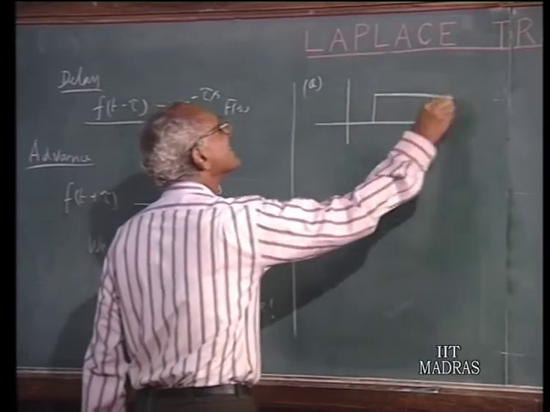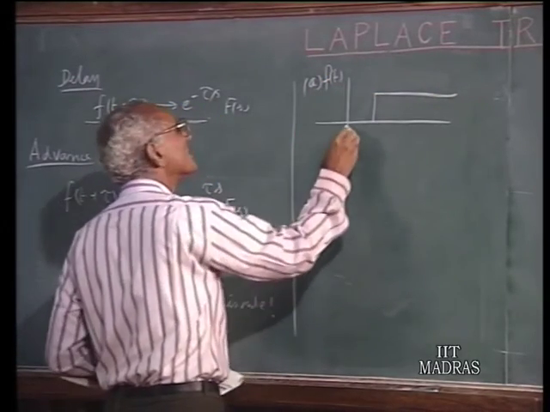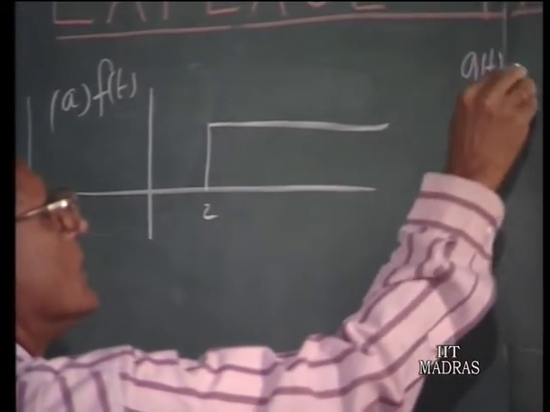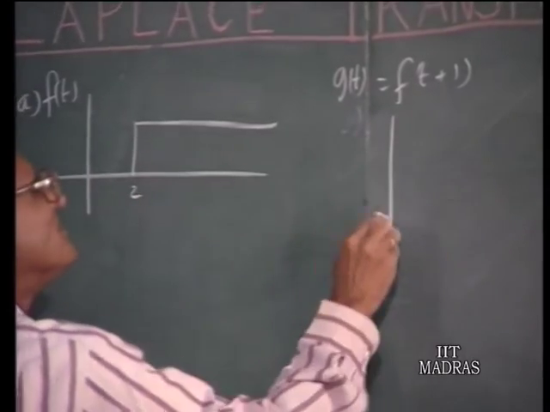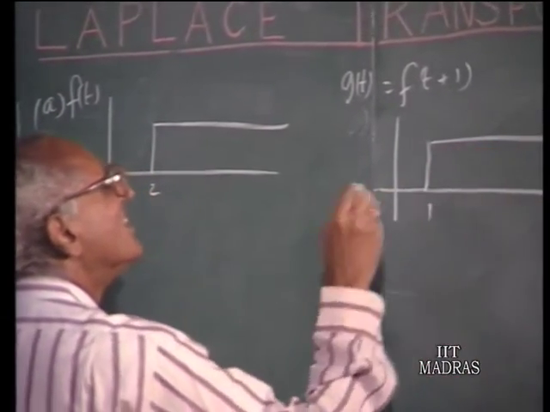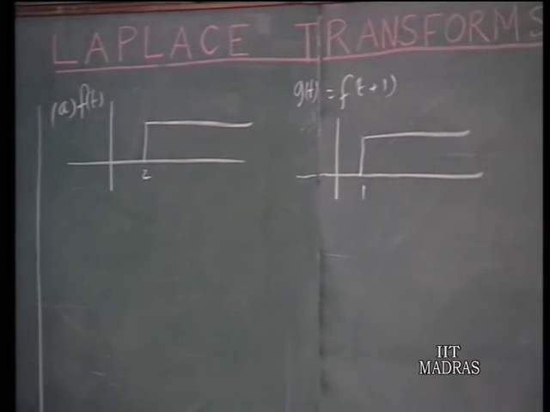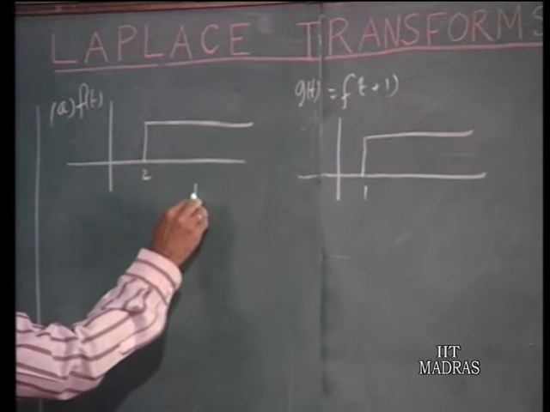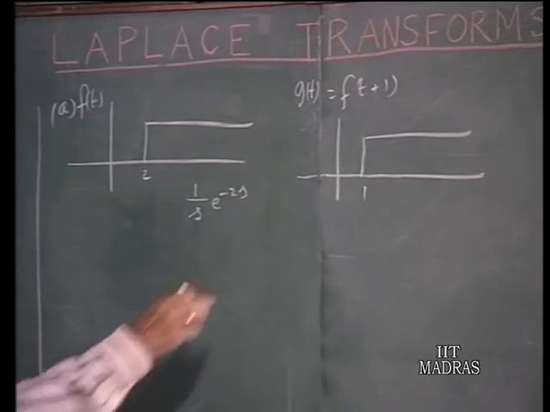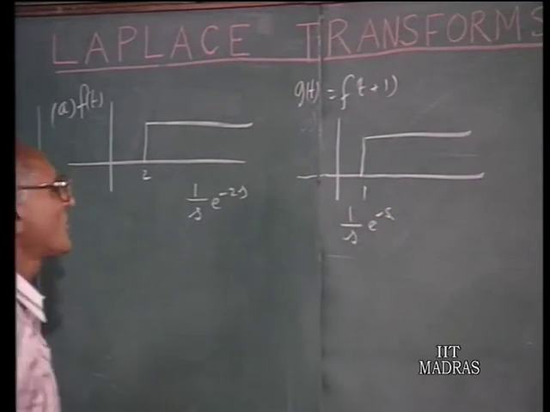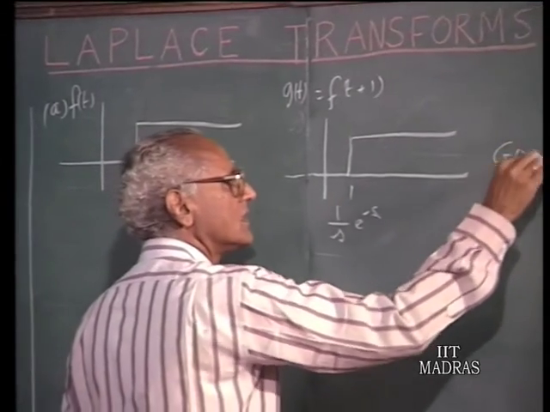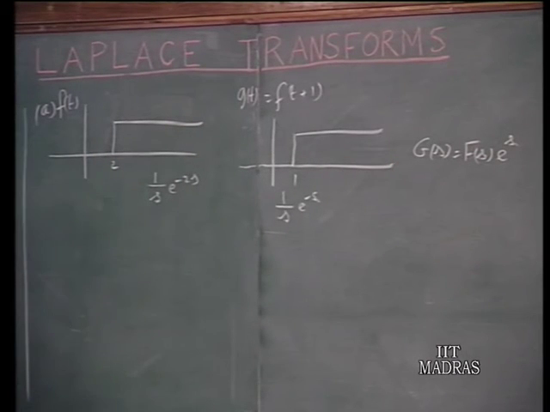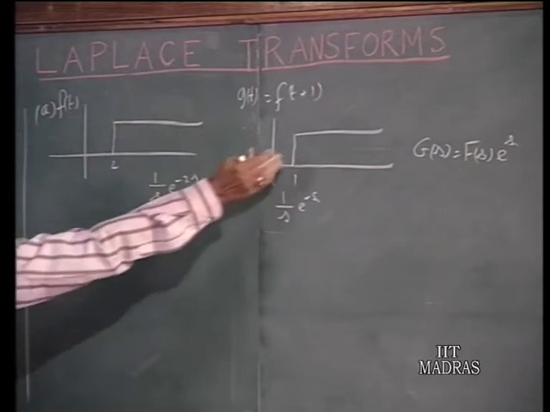Suppose f(t) is like this. This is 2 seconds, and then I have, let us say, g(t), which is obtained as f(t+1). So, f(t) is a delayed step function starting at 2 units, and g(t) is advanced by 1 second, this is f(t+1). The Laplace transform of this is obviously 1 over s e to the power of minus 2s. The Laplace transform of this is 1 over s e to the power of minus s. Therefore, we can see in this case that G(s) is F(s) multiplied by e to the power of s, corresponding to 1 second advance. Therefore, this rule works quite well here, because when you are advancing this, nothing of this function is getting lost.